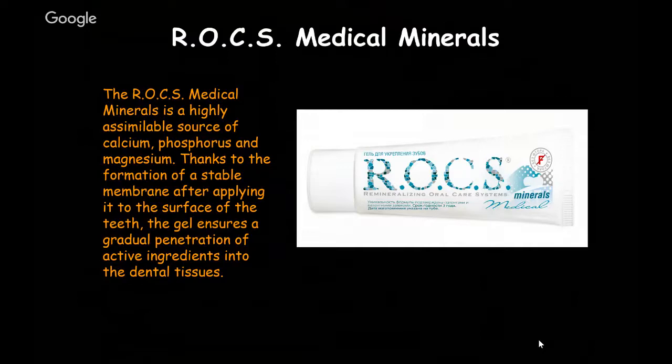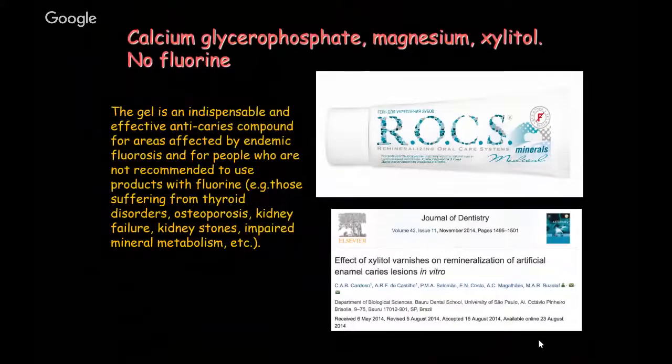Is it a highly assimilated source of calcium, phosphates, and magnesium? After applying onto the surface of teeth, the gel transforms into a stable membrane and ensures greater penetration of active ingredients into dental tissue. No fluoride. Just calcium, just phosphate, just magnesium, just xylitol.